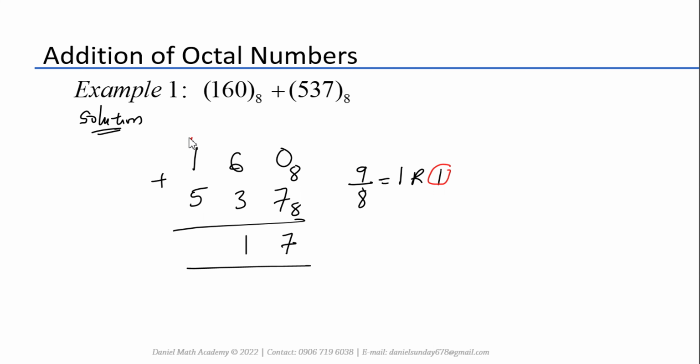Add this to this, so 1 plus 1 becomes 2, 2 plus 5 is 7. 7 is less than the base, so we're going to write 7 directly. So our answer is 717 base 8. This is the answer to this particular question. I hope you find this clear and easy. Let's take another example.